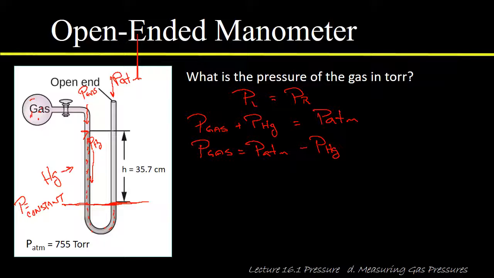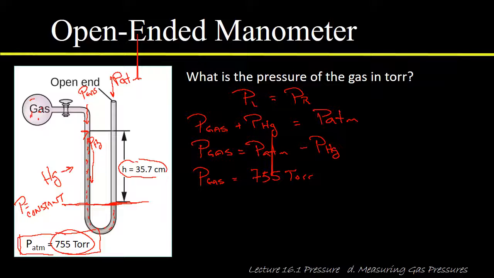Okay, and so the pressure of the gas is the pressure of the atmosphere, which is here. I should have pointed this out earlier. Manometer questions will usually include some notation about atmospheric pressure in them. Okay, so the atmospheric pressure in this case is 755 torr. Okay, and the pressure of the mercury is this column right here.